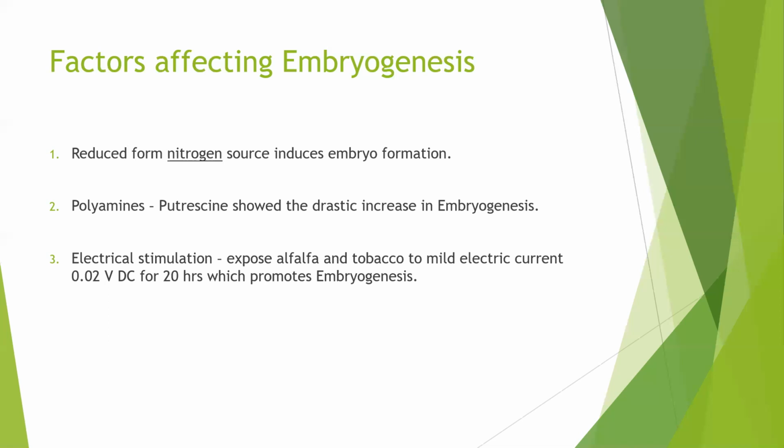When we have taken alfalfa and tobacco, we have exposed these plants to the mild electric current, that is 0.02 volt DC for 20 hours. Then it has been seen that there is the formation of embryoids. The electric stimuli promotes the differentiation of organized shoot or embryo by affecting their cell polarity through the change in the organization of microtubules and induction of asymmetric cell division. So we can say that it induces asymmetric cell division, then the embryogenesis is promoted.